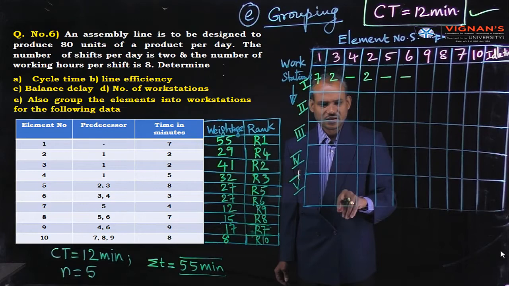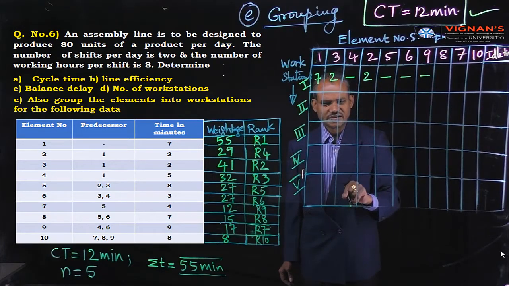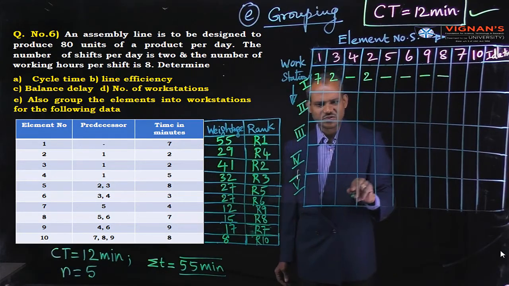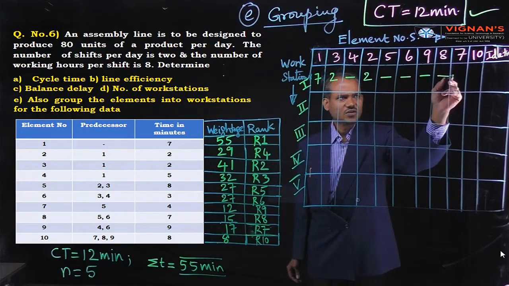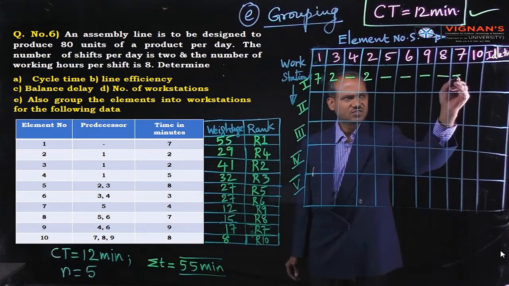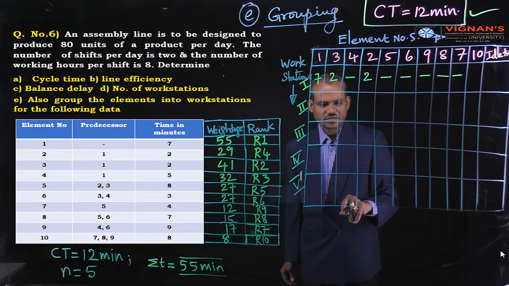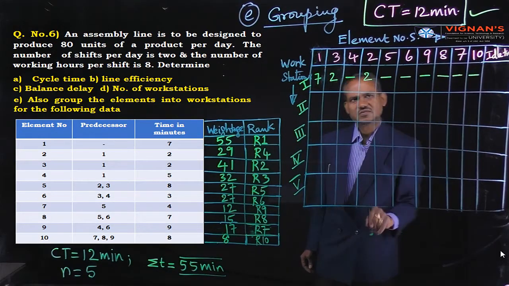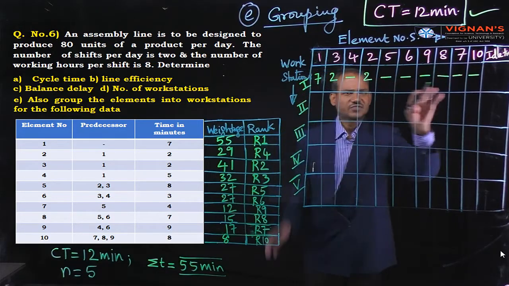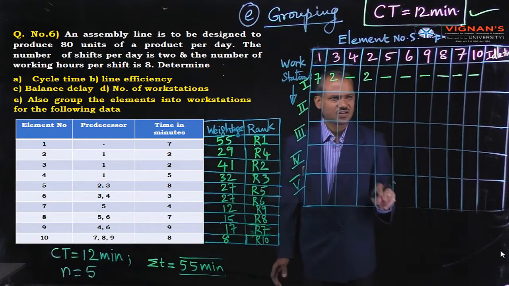Number 9 element is equal to 9. So, don't assign. Next 7. Don't assign. There is no possibility. Next 7. 11 plus 4, 15. No chance to assign. Last one, 8. There is no possibility. Dash means we are not assigning these elements into workstation number 1. Okay? That is the meaning.